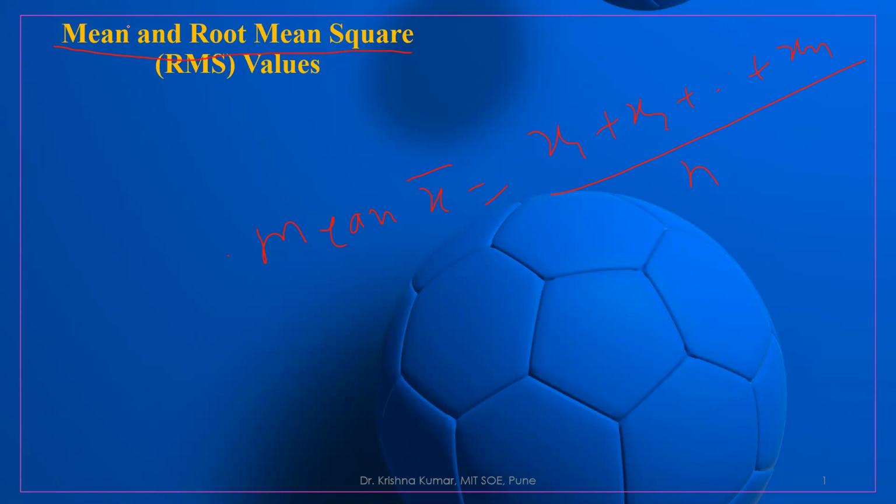So how do we find the mean and root mean square value? We will find the square value. Square value means we will square all these things: x1 square plus x2 square up to xn square, and then we take their root. This is called root mean square value.